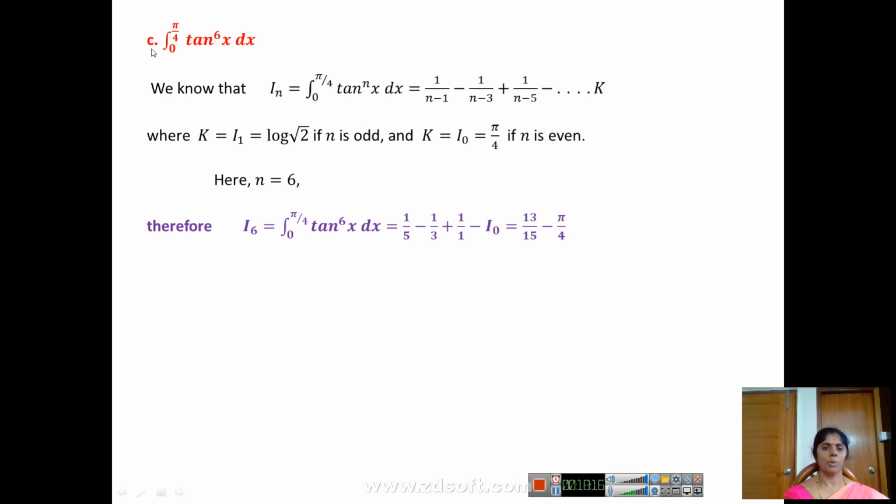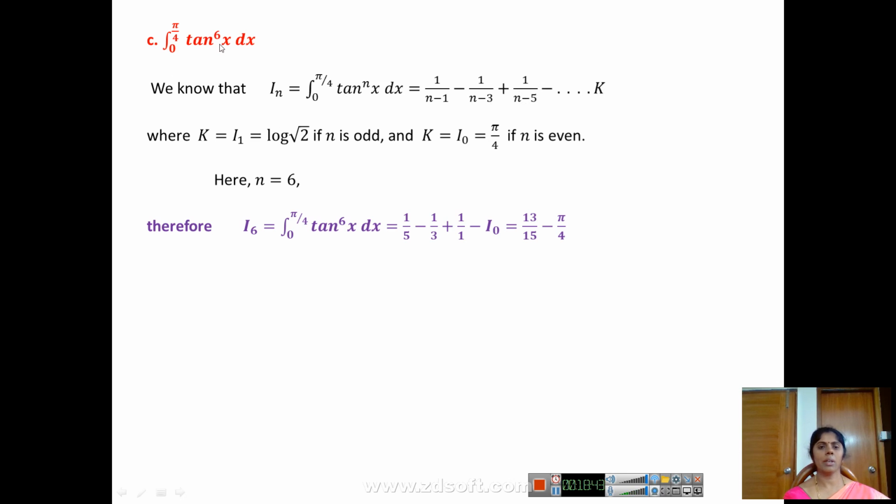Third problem, that is integral 0 to pi by 4 tan to the power 6x into dx. We know that I_n equals integral 0 to pi by 4 tan to the power n of x dx equals 1 divided by n minus 1, minus 1 divided by n minus 3, plus 1 divided by n minus 5, minus up to k.